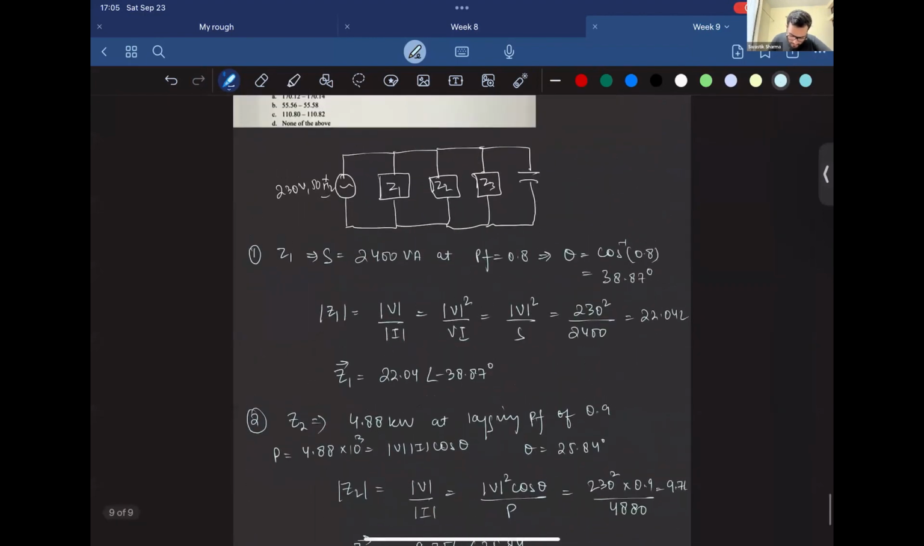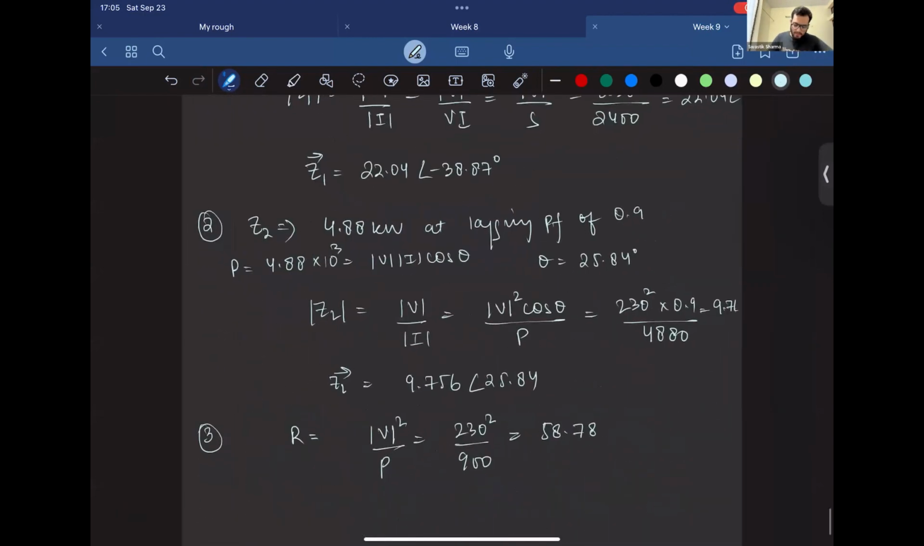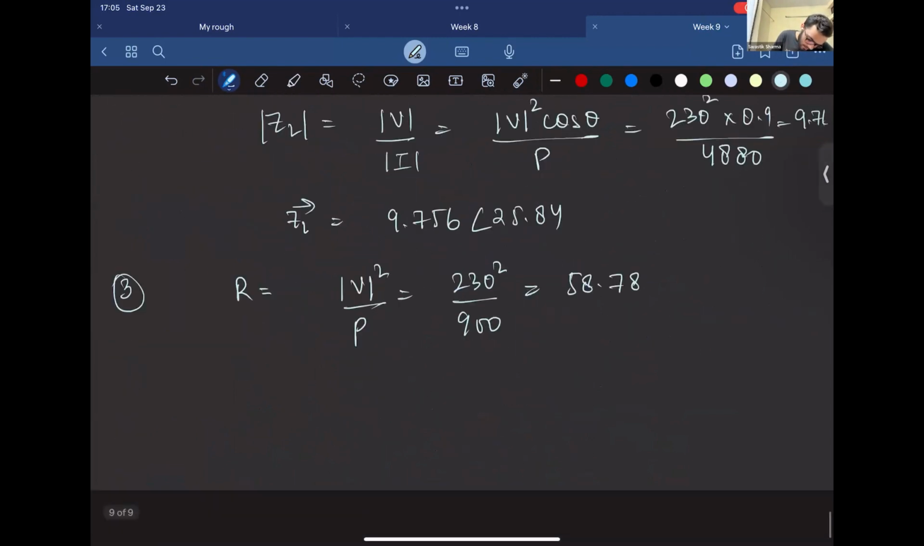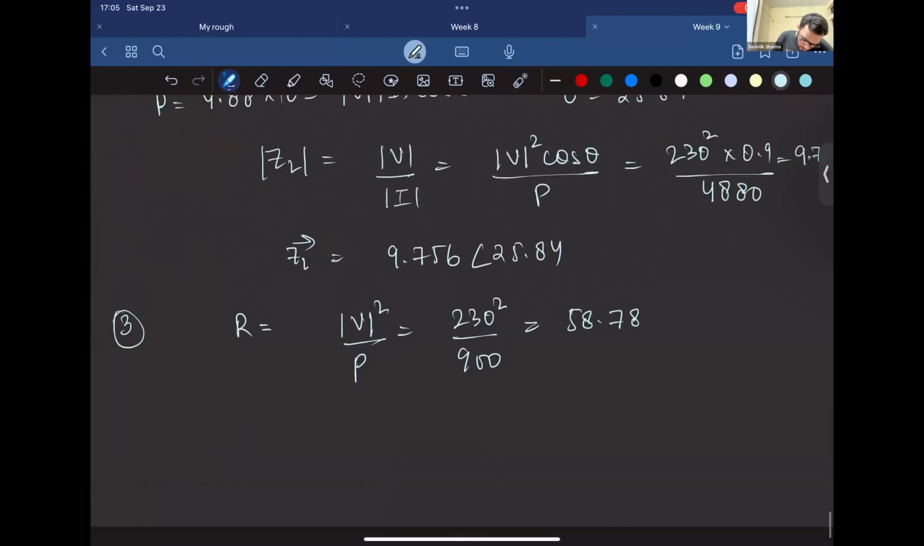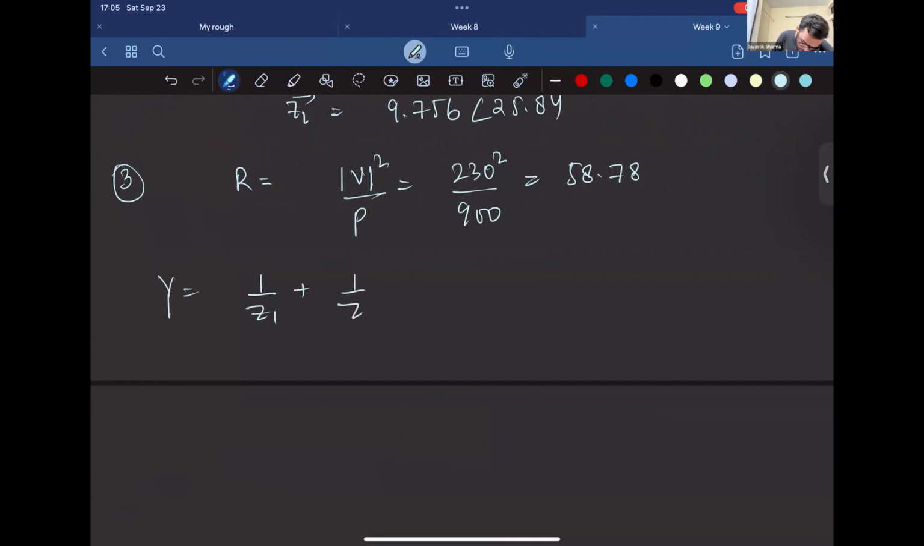Okay. So we got Z1, Z2, and R. Can you tell me what the equivalent admittance would be? It would be 1 upon Z1 plus 1 upon Z2 plus 1 upon R. Can you quickly find out the value of admittance for me?